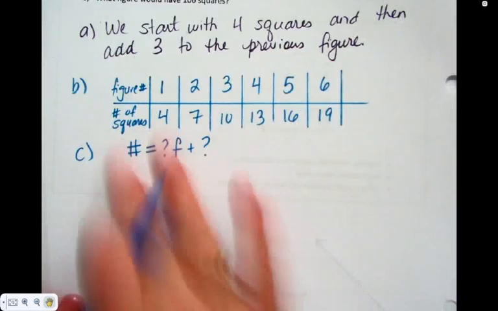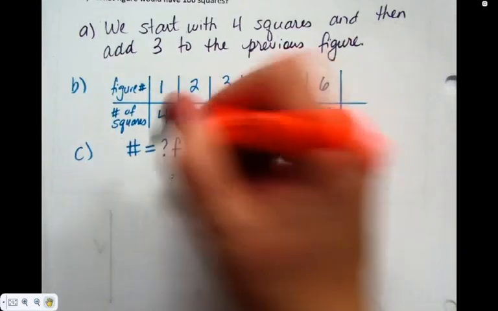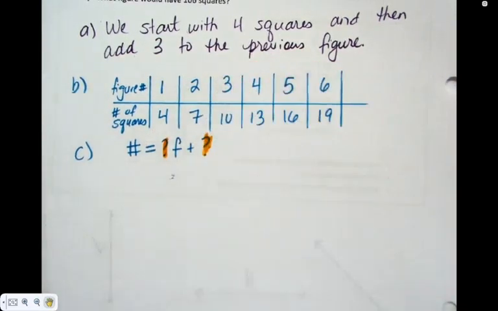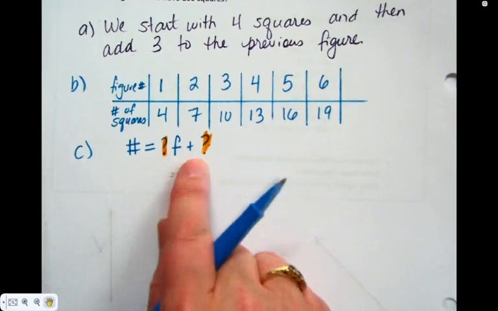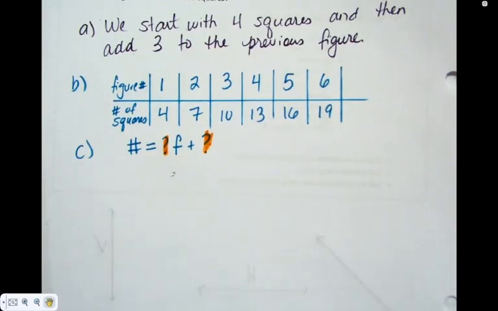So generally, it's going to look like this. And what we need to fill in are these 2 question marks, what's going to go here, what's going to go here. This is called a linear equation. They always look like this. There's a number equals something times a value plus something. And we'll figure out the somethings in a second.